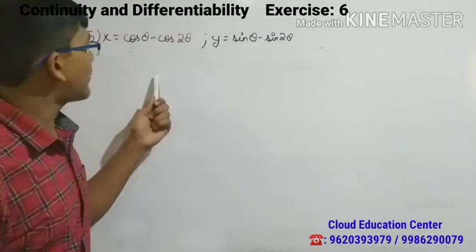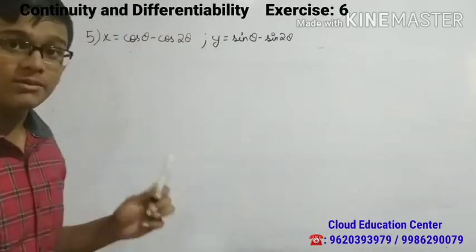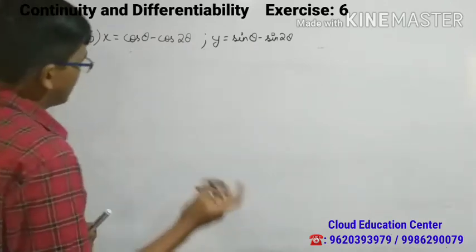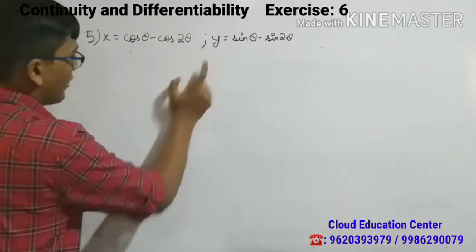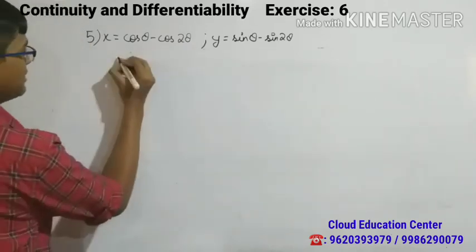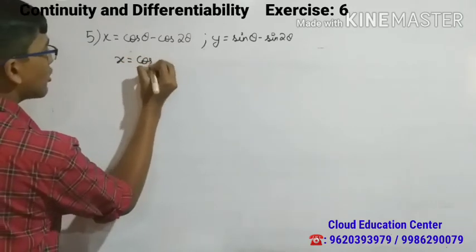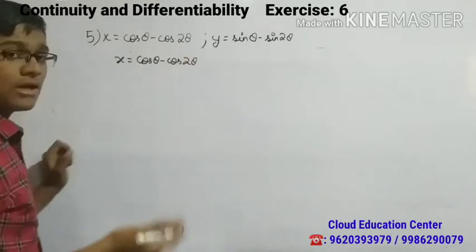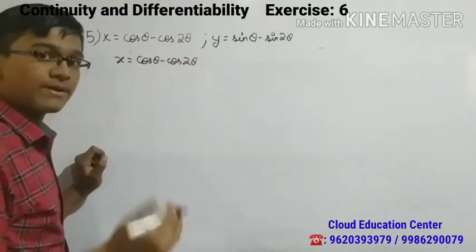They were asked to find dy by dx without eliminating the parameters. So here they have given three variables, that is x, theta and y. I am taking this equation, x is equal to cos theta minus cos 2 theta. Now let's differentiate this equation with respect to theta.